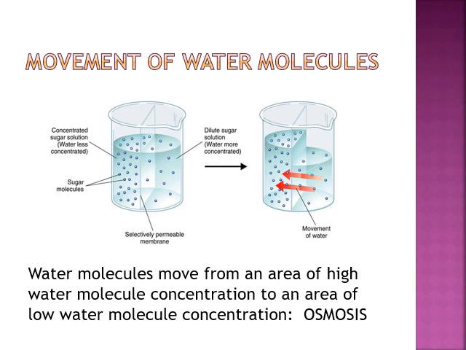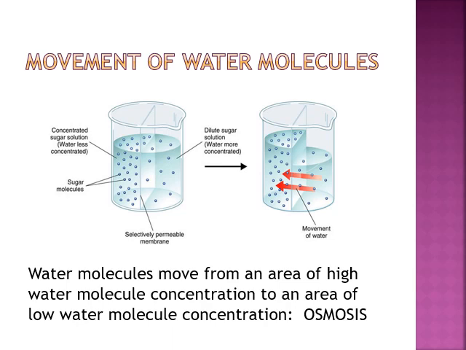Here we have a hypertonic solution. Here we have a hypotonic solution. Water is going to move from this hypotonic solution into the hypertonic solution. And it will actually shift these areas. There's a membrane separating them. Always hypo to hyper. Water moves hypo to hyper.